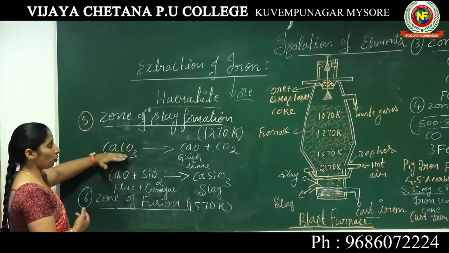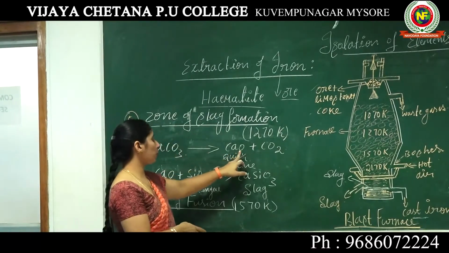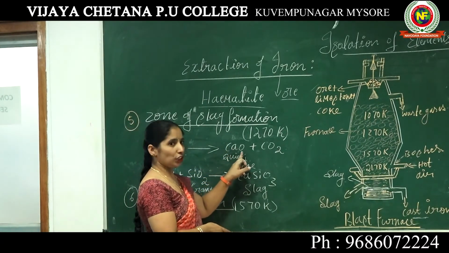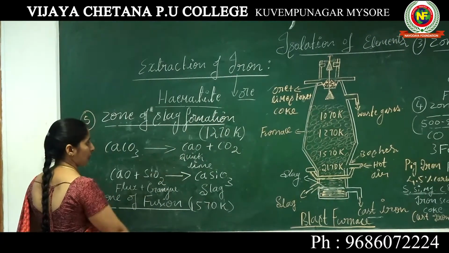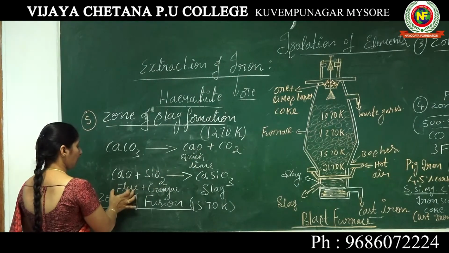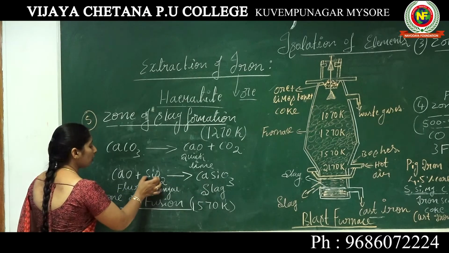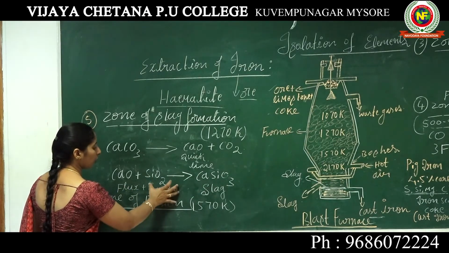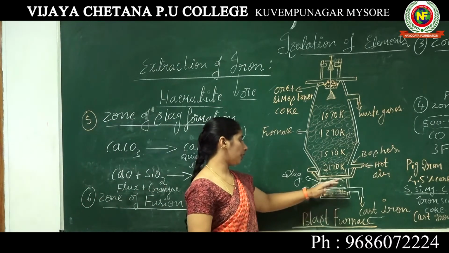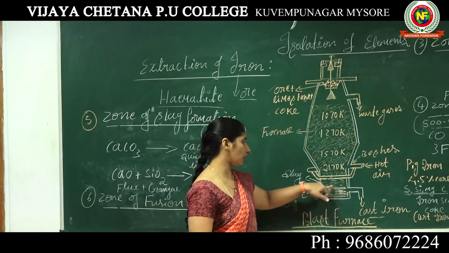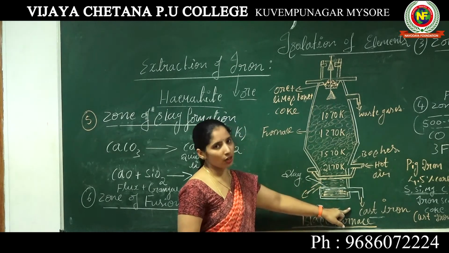If you take the limestone, that is calcium carbonate, CaCO3, it decomposes to form quicklime, that is calcium oxide, while the carbon dioxide gas escapes and comes out as waste gases. This calcium oxide, the flux, combines with impurities like silicon dioxide and gangue to form the slag. The slag is much lighter than the molten iron, so it settles at the top as a separate layer, and it also prevents further oxidation of the molten iron.